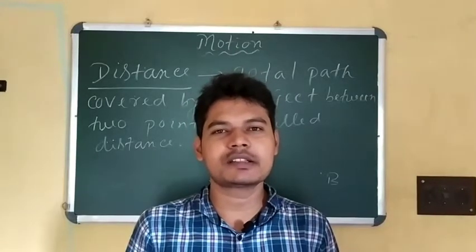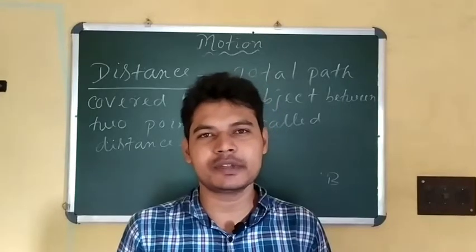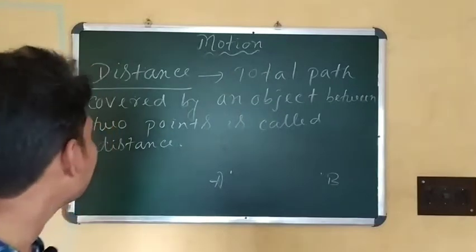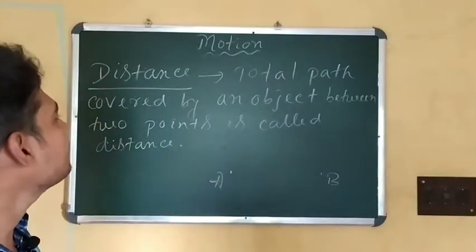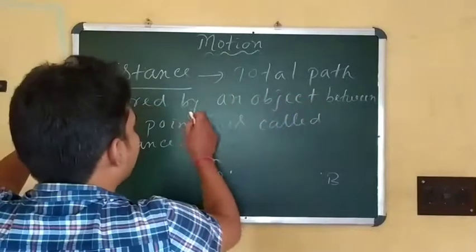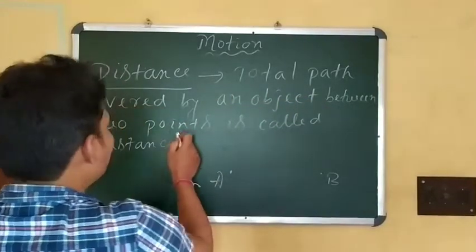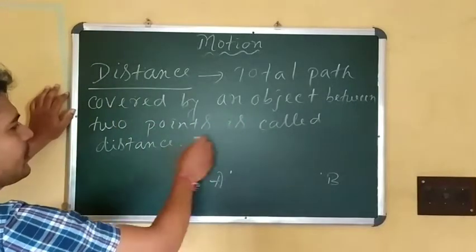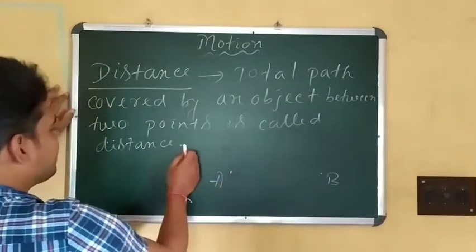Today we will discuss distance, displacement and speed. So let's start. At first, what is the distance? You see, that is the definition. The total path covered by an object between 2 points, or 2 positions, is called the distance.